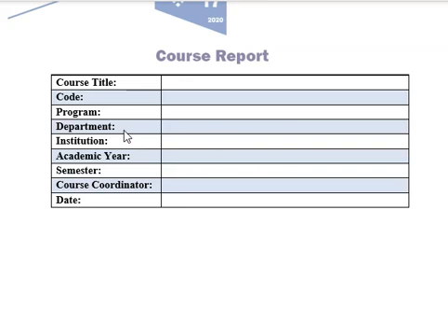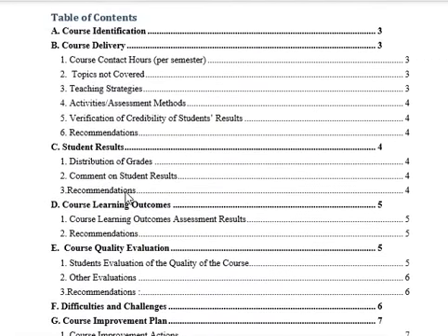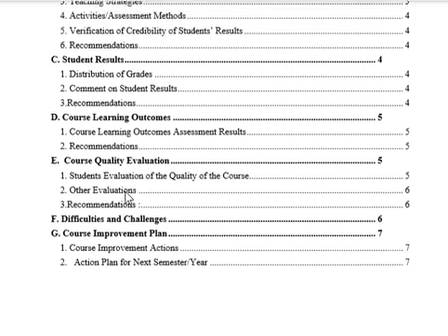As you see, the program title, department, the institution, academic year, semester, are the same for all course reports. Table of contents. We will see the main differences between this new form and the previous form.